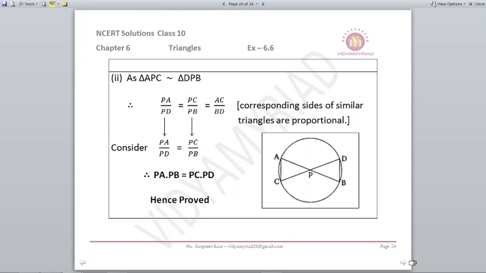And when triangles are similar, I can write their corresponding sides as PA upon PD equal to PC upon PB equal to AC upon DB. So let us just consider the first two, cross multiply. You get PA into PB is equal to PC into PD, and hence we have proved it.